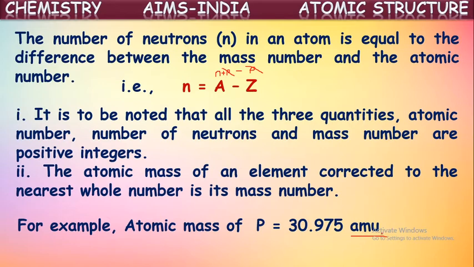So the same value, if it is corrected to the nearest whole number, gives its mass number. So the mass number of phosphorus is equal to 31, because for this the nearest whole number is 31. This represents the number of protons plus the number of neutrons present in the nucleus of the phosphorus atom. So the mass number is always a whole number and a positive integer, because it represents the number of fundamental particles.